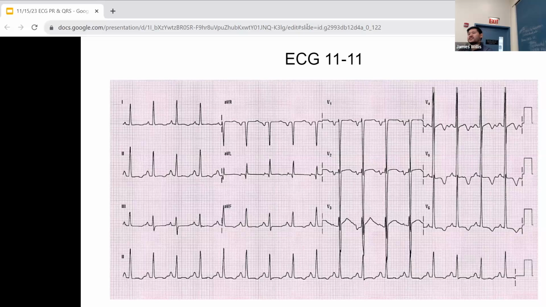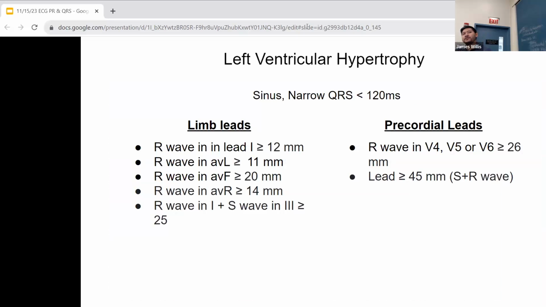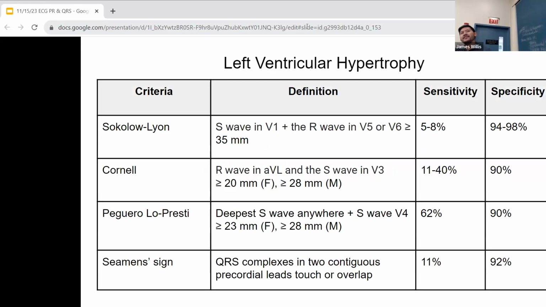I think you guys see this EKG like 5 times a shift. Yeah, this is LVH. We've gone over this a few times, so I'm not going to go too much into it, but basically you have very high amplitude. There are a lot of different criteria that you guys can go over at home. None of them are that sensitive for LVH, but they can be specific.